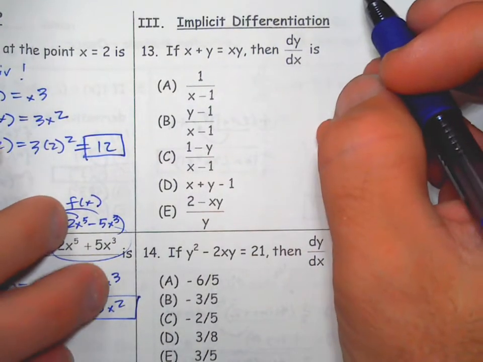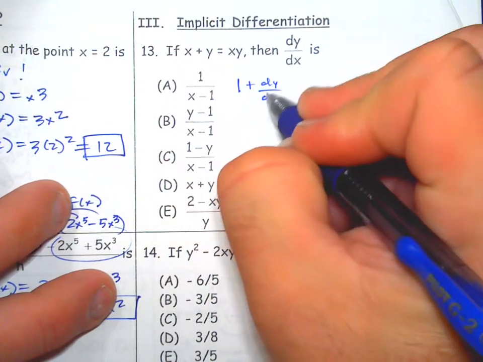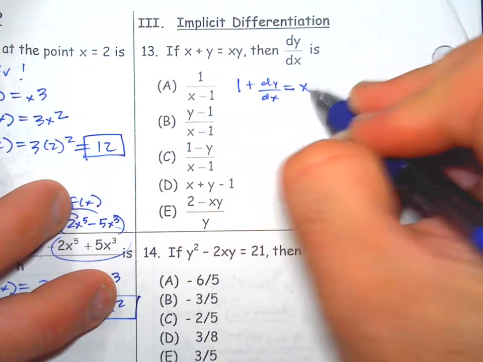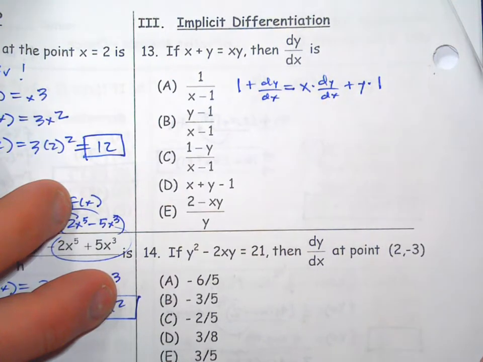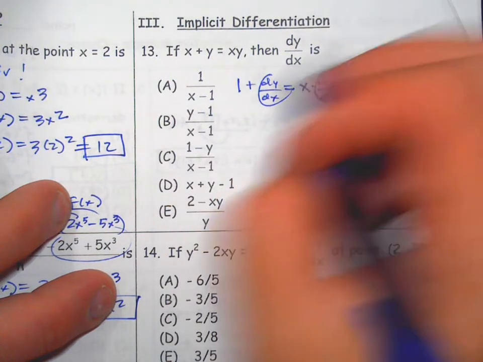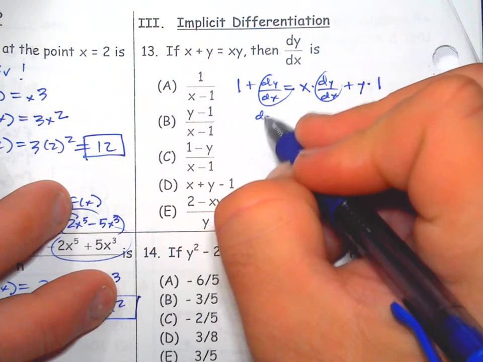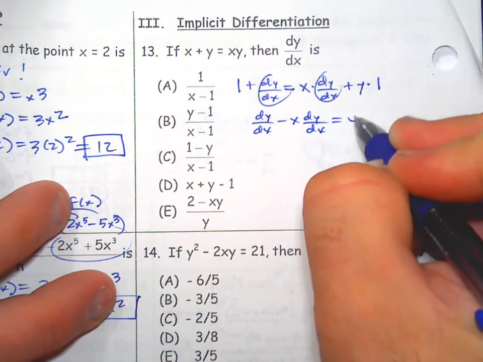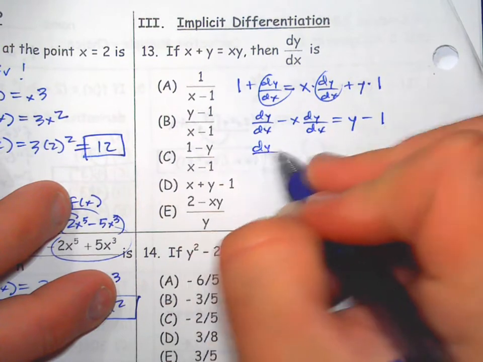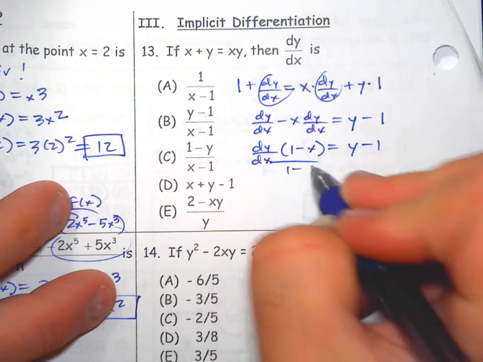Okay, a little implicit differentiation, which we've been doing a lot of lately, so that should be fresh in your head. So derivative of x is 1 plus dy dx equals, you got a product rule there, x times derivative of y is dy dx plus y times derivative of x is 1. So don't forget the product rule. This is what we want. We got to get it by itself. So we get the dy dx's on the same side. dy dx minus x dy dx equals y minus 1. Factor out the dy dx, so you can group them together. Divide both sides by 1 over x.